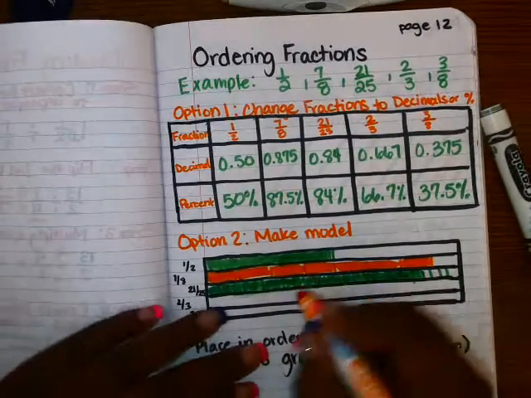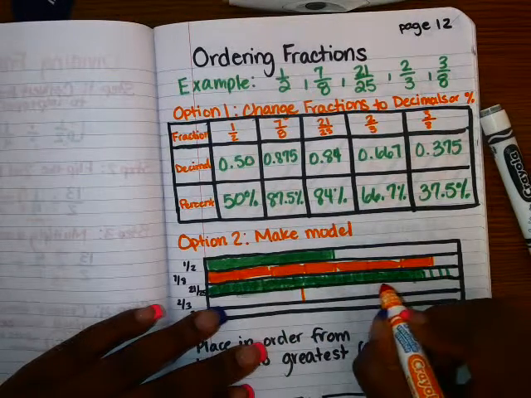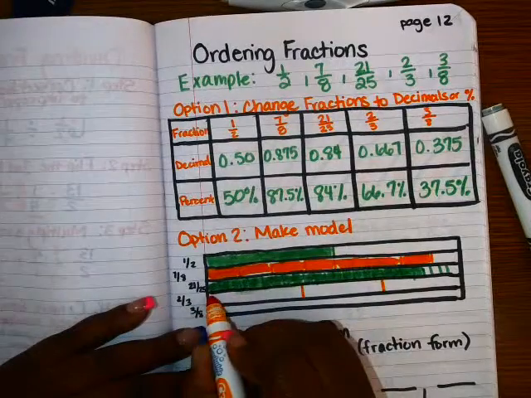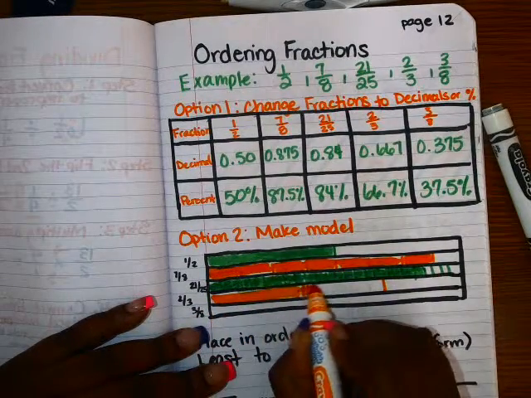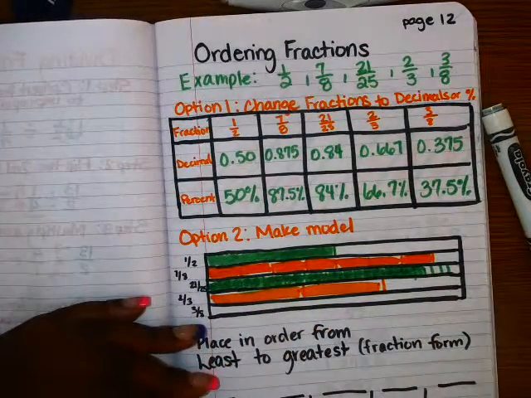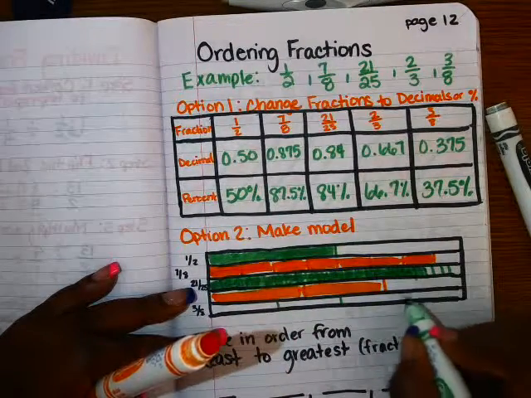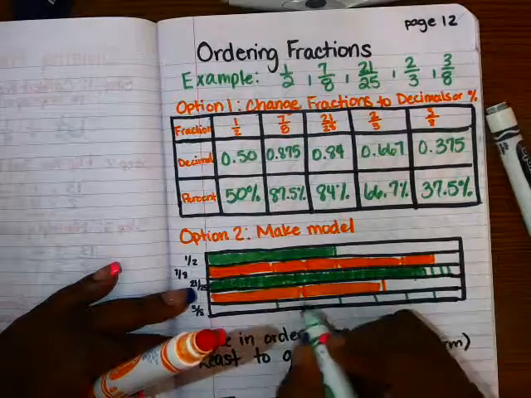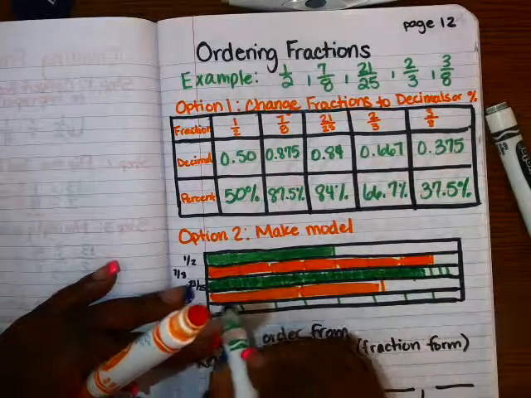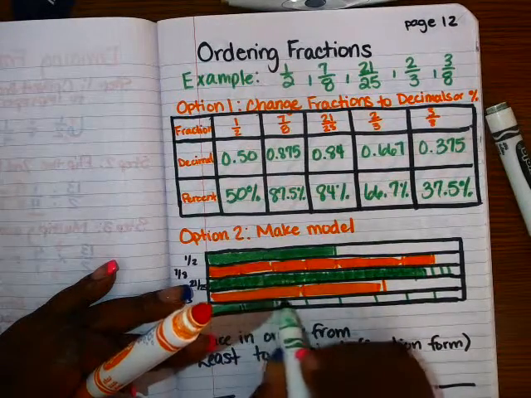Next we have 2/3. I'm going to break this into 3 pieces, and I want to shade 2 of those pieces. And then last, I want to do 3/8, and I'm only going to shade 1, 2, 3.